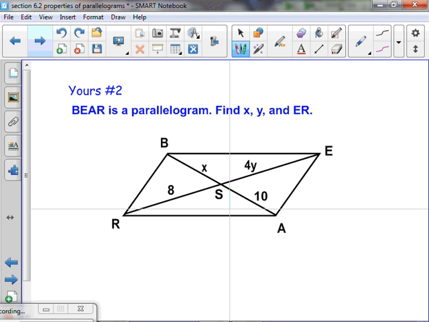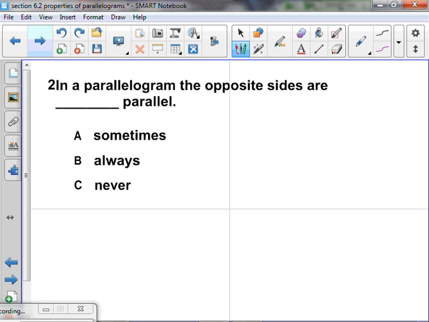Okay, this one is yours. It asks you to find X, Y, and ER. Make sure you understand exactly what it's asking for carefully. Okay. In a parallelogram, we'll do this one together. The opposite sides are sometimes, always, or never parallel.